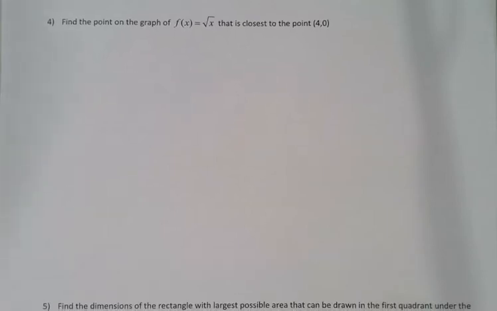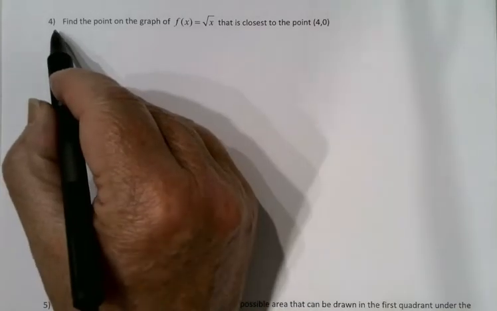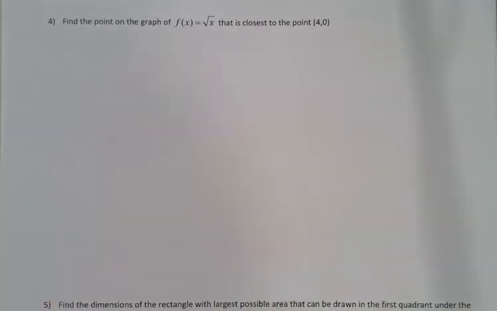So this is section 3E, excuse me, and we're continuing to look at optimization problems. We want to find, in this example 4 here, the point on the graph of f of x equals the square root of x that is closest to the point (4, 0).